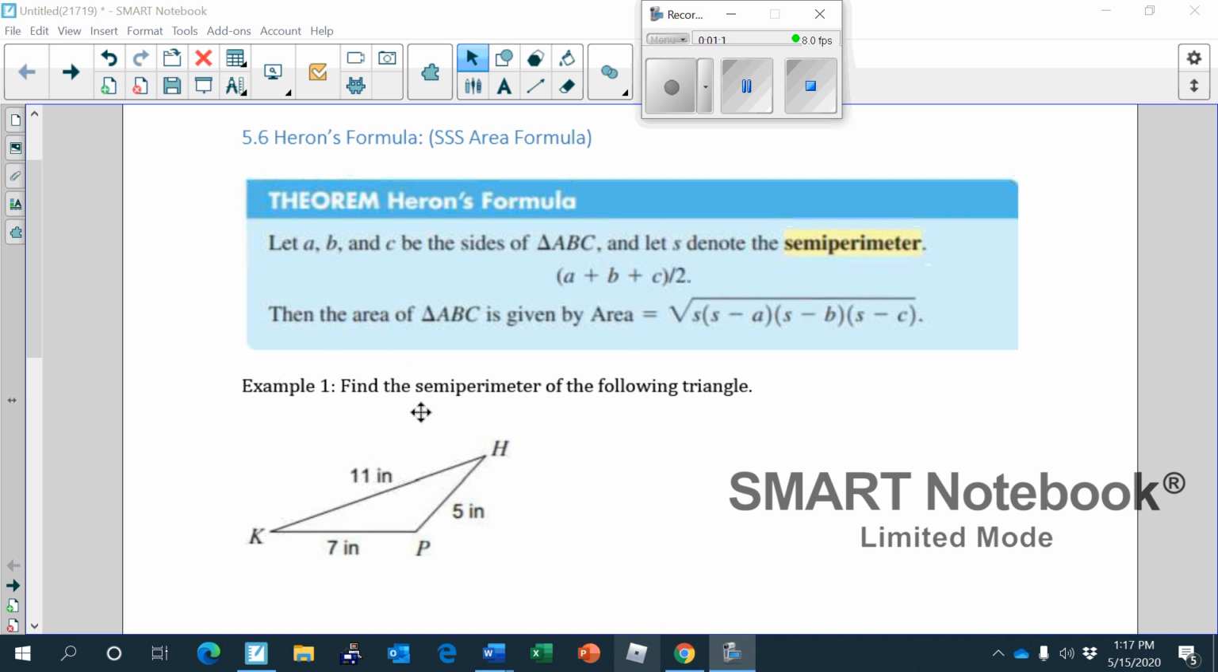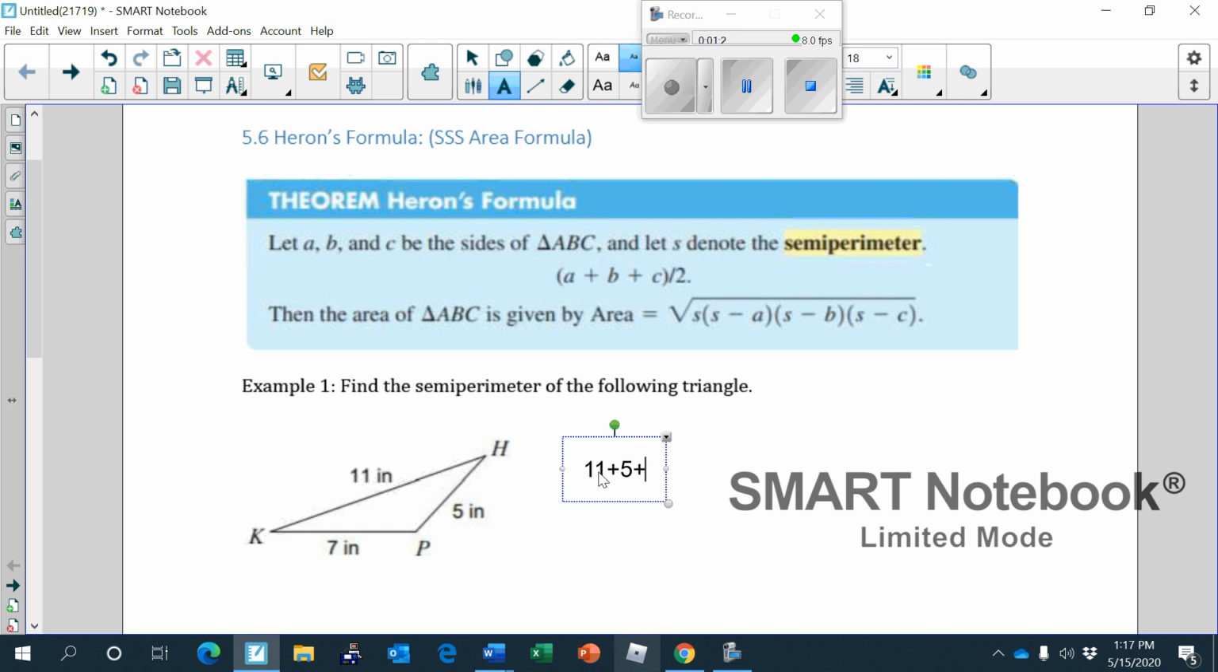So for the first example, it just says to find the semi-perimeter of the following triangle. So all we're doing there is we're saying, okay, I'm going to add up the sides because that's the perimeter. So 11 plus 5 plus 7, and then we're going to divide that by 2 because we want the semi-perimeter. And when I do that, you get 23 on the top. So this equals 23 divided by 2, and we know that 23 divided by 2 is 11.5.